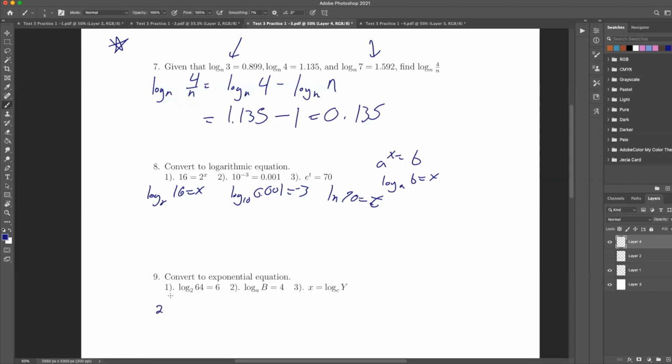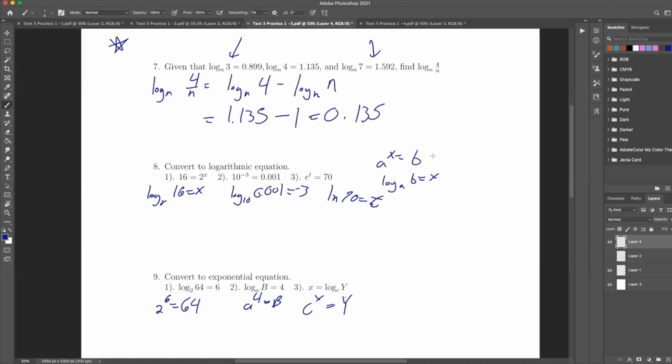And so this would be 2 raised to the 6th power is 64. This one is a raised to the 4th power is b, and this one is c raised to the x power is capital Y. Okay, and so it's just getting used to going from the exponential version to the logarithmic version. Okay, so if it's base a, it's still base a, and the exponent is what it equals, and what it equals is what you put into the log.